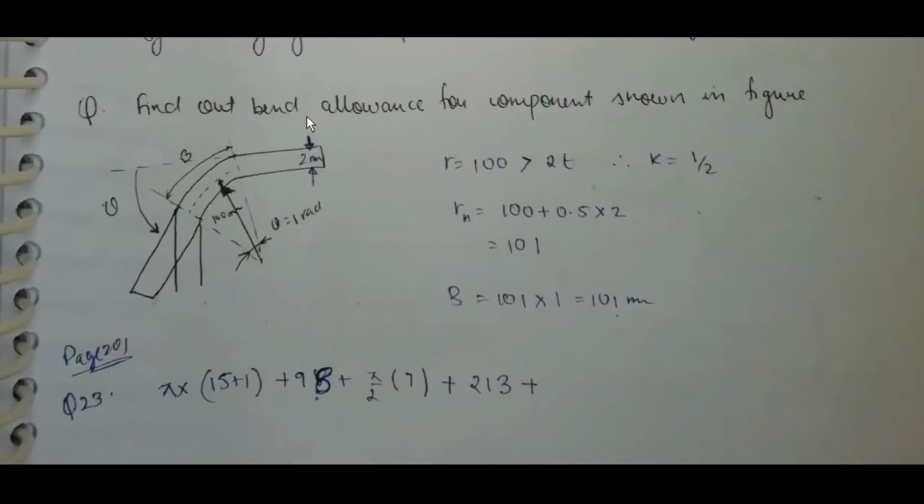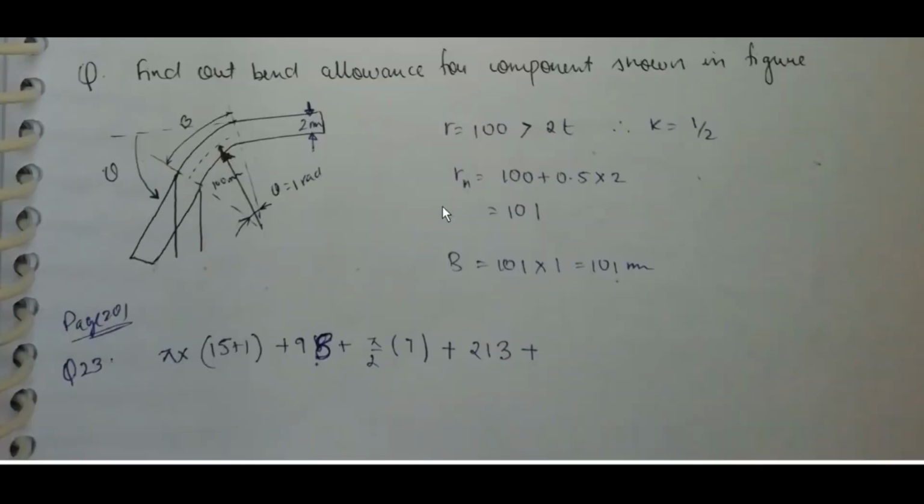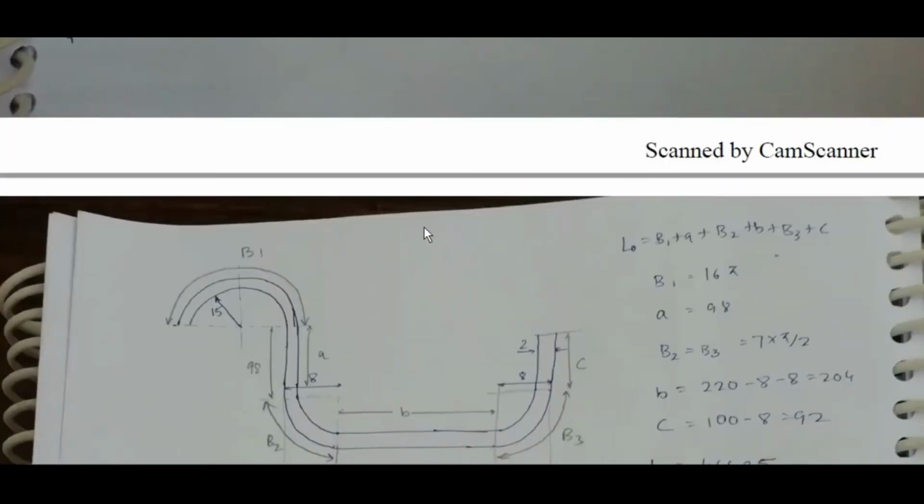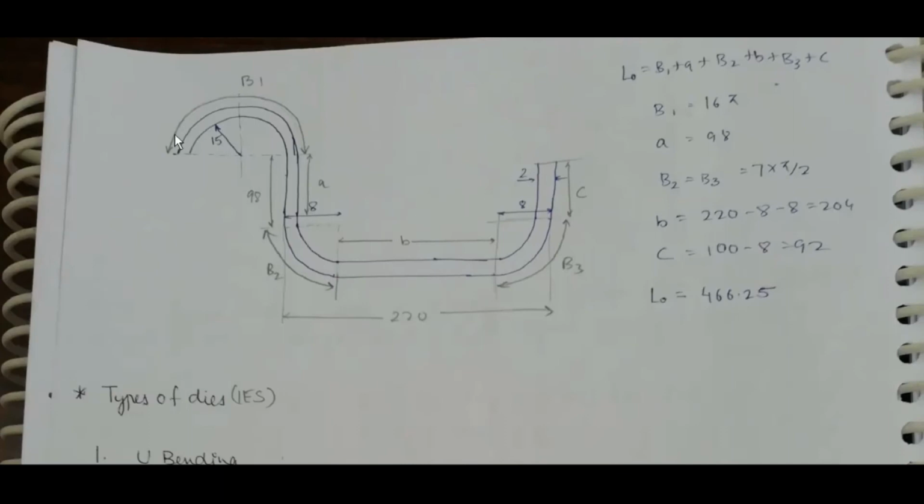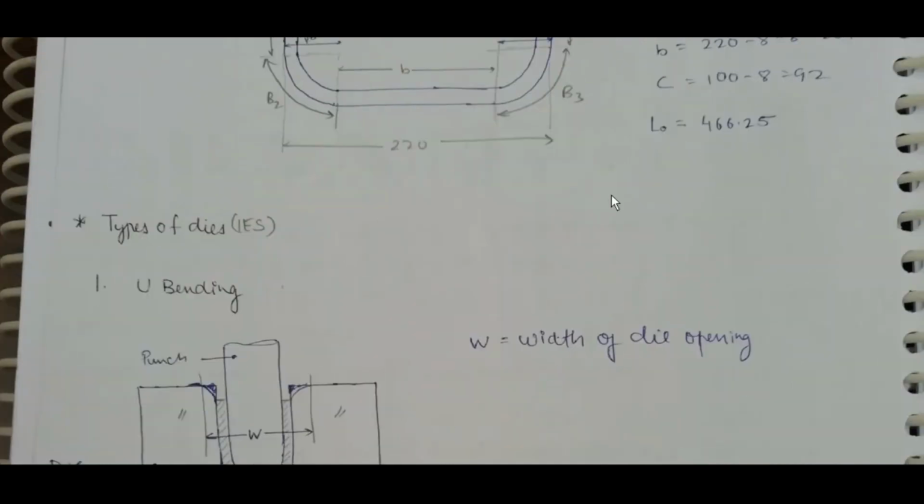Find out the bend allowance for the components shown here. R greater than 2t. B is equal to theta radians into Rn. Here they add this bend allowance, theta radians into R, theta, B1, B2, and then add the types of dies.